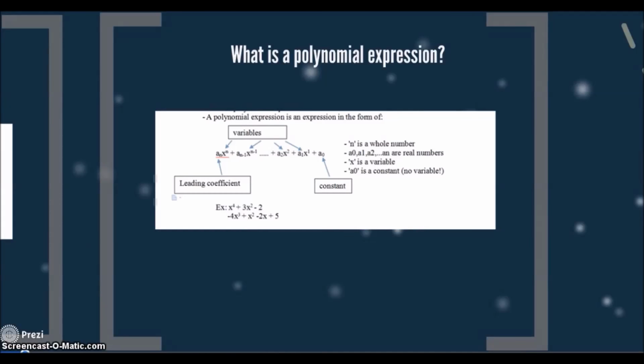What is a polynomial expression? A polynomial expression is an expression in the form of a_n x^n plus a_(n-1) x^(n-1) and so on until a_0, which is a constant. However, this expression has certain properties: n, which is the power of the variable x, has to be a whole number, and a_0, a_1, a_2 are all real numbers too. The leading coefficient is determined by the term with the highest power. So here's an example of a polynomial expression: x^4 plus 3x^2 minus 2.